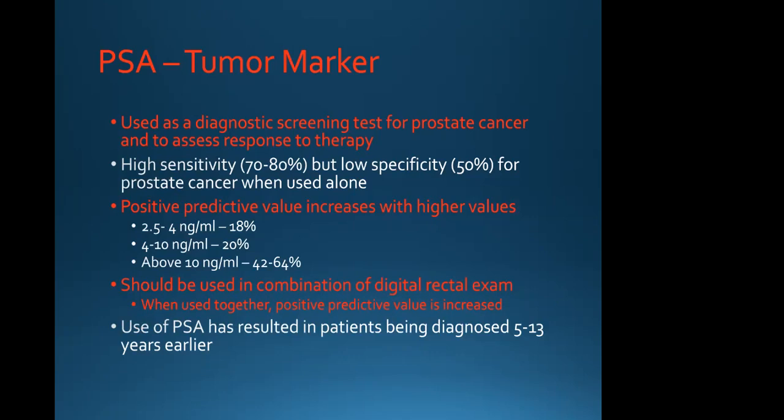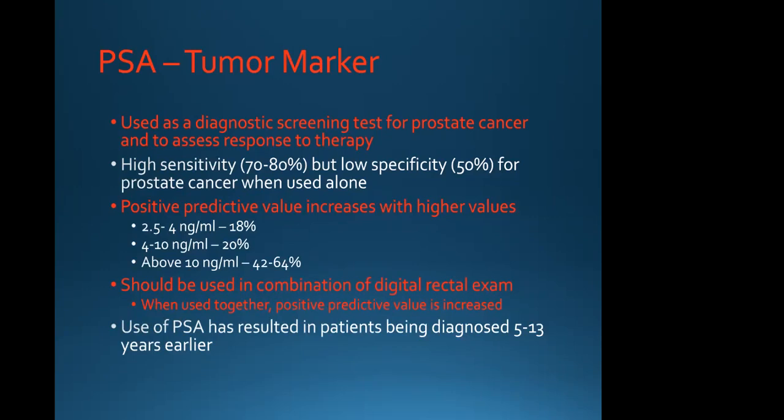So it's got a pretty high sensitivity, so the chance of picking it up is pretty good, but the specificity is low. It could pick up other things there. There are two things we've learned about PSA. The higher the values, which you really don't want, the more predictive it is. For example, between 2.5 and 4 nanograms per mil, the chance of it predicting cancer is about 18%. So it's very, very low. When you get above 4 to 10 nanograms, it kicks up to 20. But when it's above 10 nanograms per mil, then it's 42 to 64%.